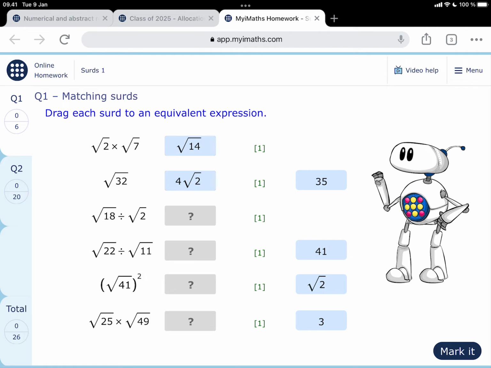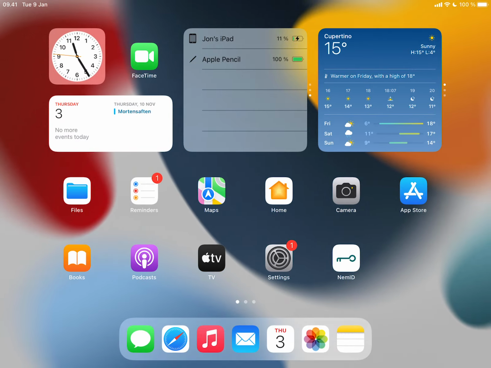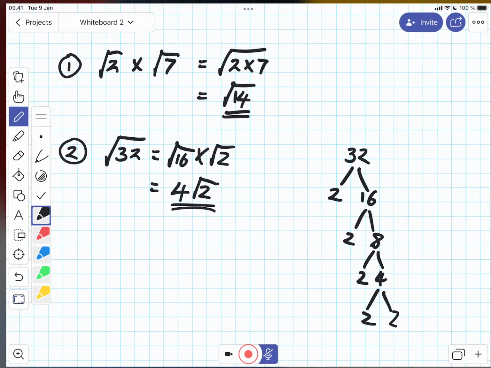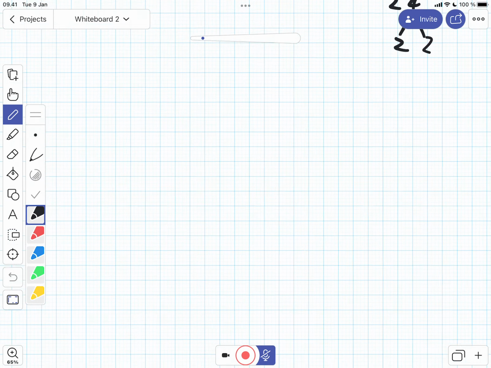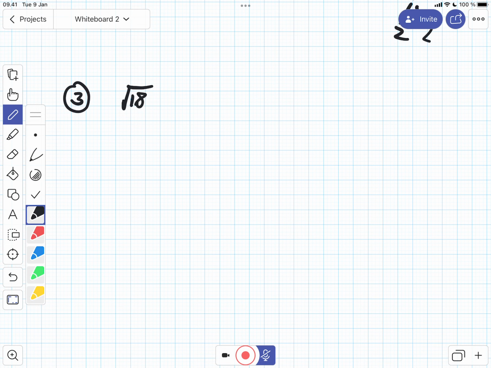Okay, next one, square root of 18 divided by the square root of 2. So let's just go to my little book there. So question 3, the square root of 18 divided by the square root of 2. So I'm writing the division like a fraction there. And the rule is that we can write that as a single square root, the square root of 18 divided by 2. Now 18 divided by 2, of course, is just 9.